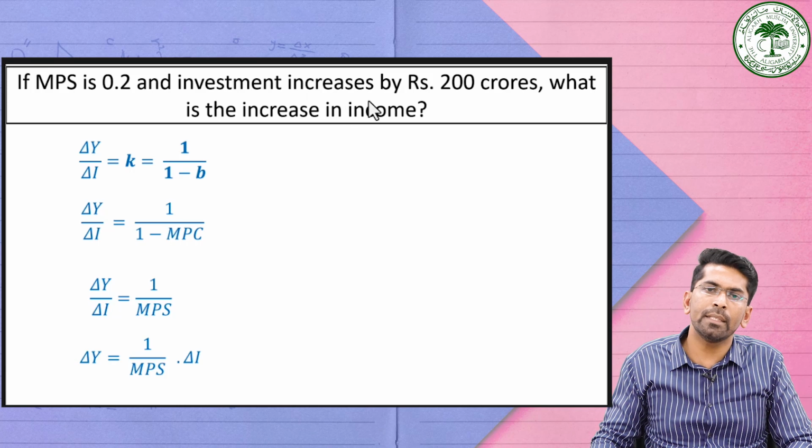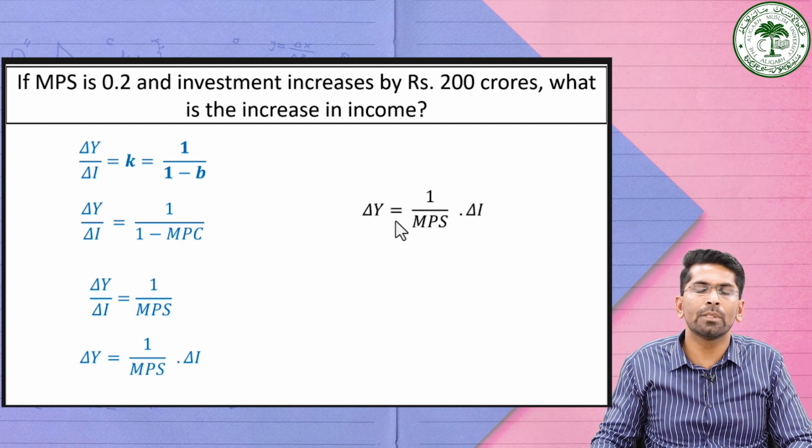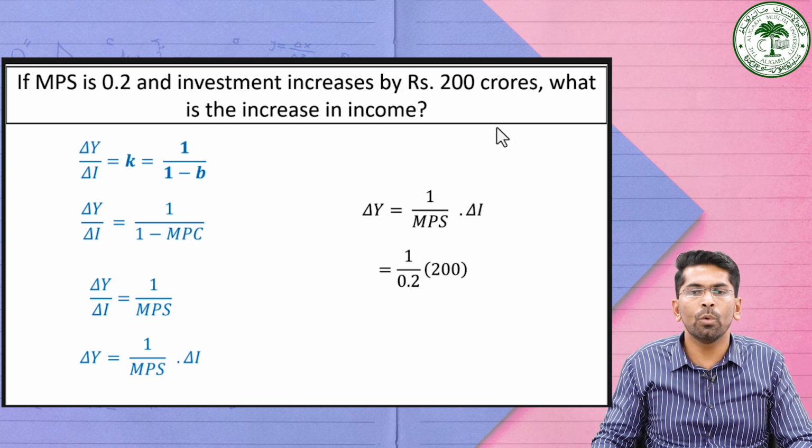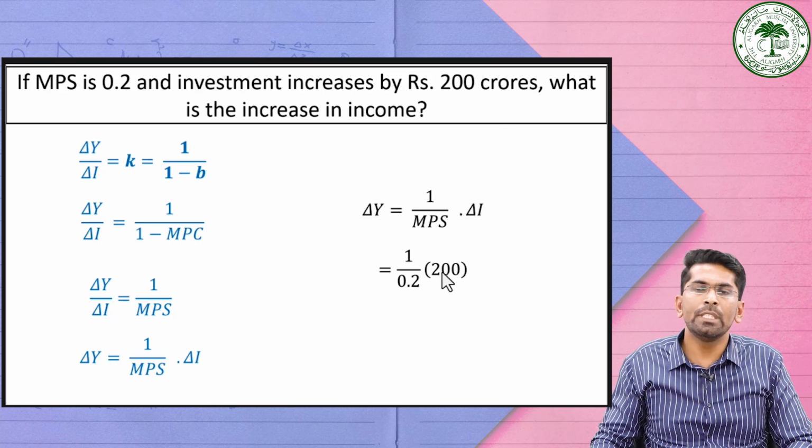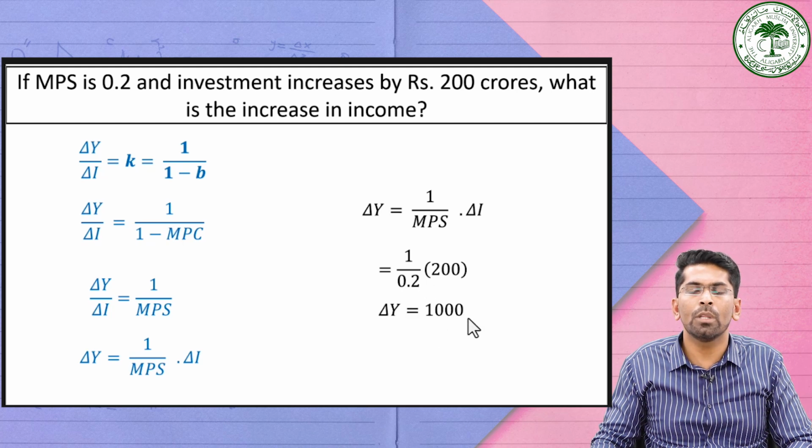So we have a question here also. If the investment is increased by 200 crore, then what will be the change in income with the given MPS? So we can substitute the values here. Delta Y is equal to 1 by MPS, which is 0.2, into delta I, which is equal to 200. If you simplify it, 200 divided by 0.2 is equal to 1000. So your change in the level of income will be 1000.